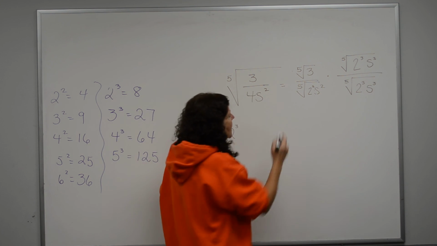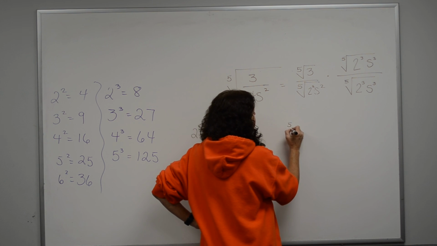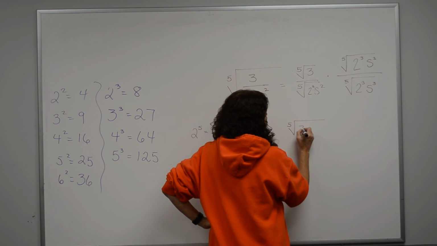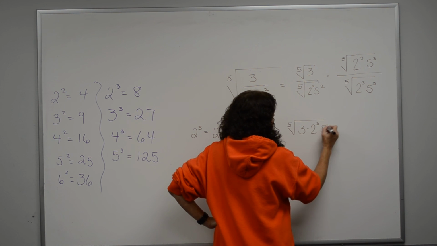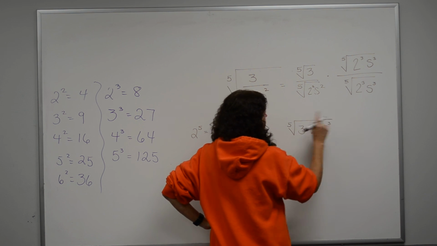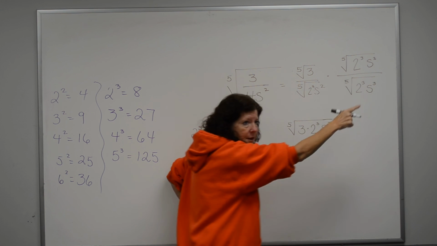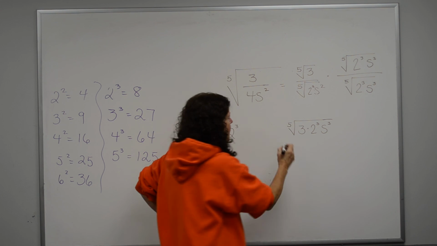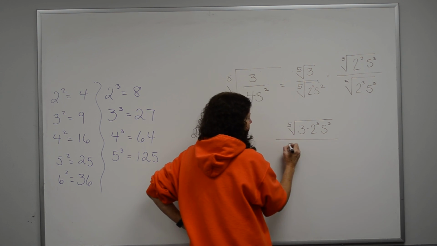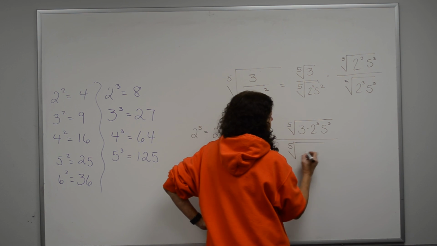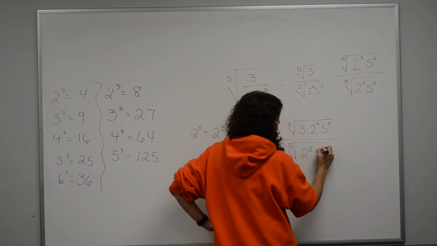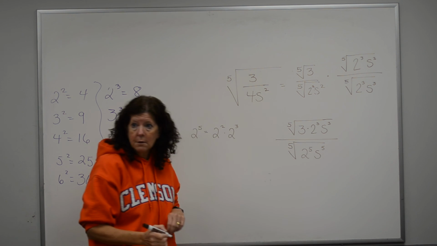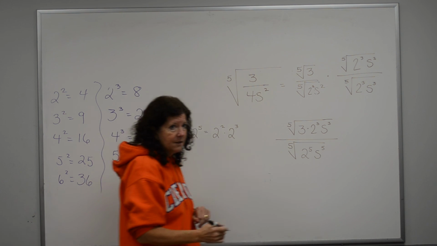So on the top, I've got the fifth root of 3 times 2 cubed times s cubed, because all I did was multiply what was underneath it. Then we'll worry about that in a minute. On the bottom, I have the fifth root of 2 to the fifth power times s to the fifth power. Yes? No? Vivian, yes?